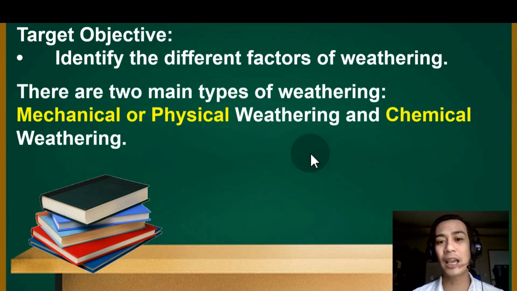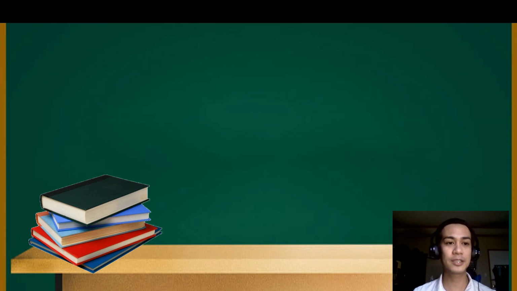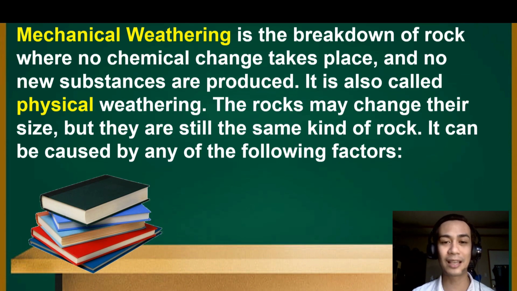So there are two main types of weathering, the mechanical or the physical weathering and the chemical weathering. Remember, mechanical or physical are just one, okay? Chemical weathering is a different type of weathering. So let's start with the mechanical weathering. It's the breakdown of rock where no chemical change takes place and no new substances are produced. It is also called physical weathering, as I mentioned a while back. So the rocks may change their size, but they are still the same kind of rock.